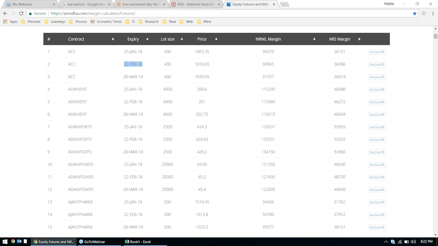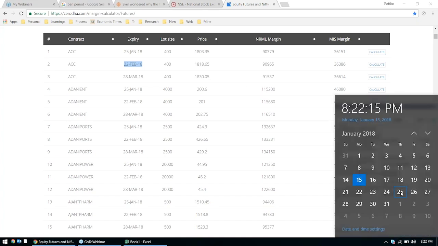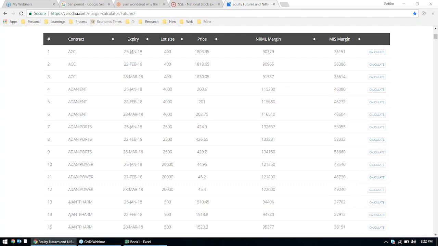Every contract expires on the last Thursday of the month. In this case, we have expiry on the 25th, which is a Thursday. Currently, you can buy and sell futures in the January contract. By the end of this week, stop trading in this month's contract. The volume will get shifted to the next month's contract. Then you can start using the February month contract and start buying it.